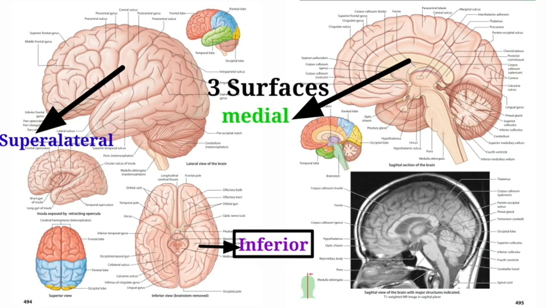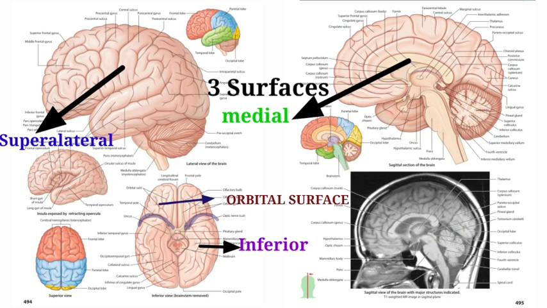The inferior surface is irregular to adapt to the floors of the anterior and middle cranial fossae, and it is divided into two parts by a deep horizontal groove or sulcus, which is known as the stem of the lateral sulcus. And this stem of the lateral sulcus divides it into a small anterior part, the orbital surface, and a large posterior part, the tentorial surface.